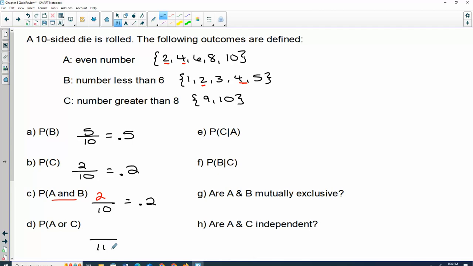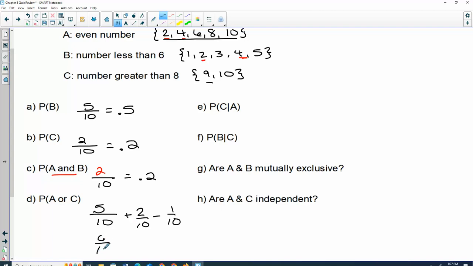A or C. I want to know how many numbers are in A or C. You did A or B: 5 out of 10. 6 out of 10. Okay, so a couple ways you could do it. You could just count them. You could say, okay, A has 5, C has 2, but how many have I double counted? 1. So you could do it that way, or you could say I'm going to take all the numbers in A, and in set C, the only one I haven't used is 9. Either way, you get 6 out of 10, or 0.6.